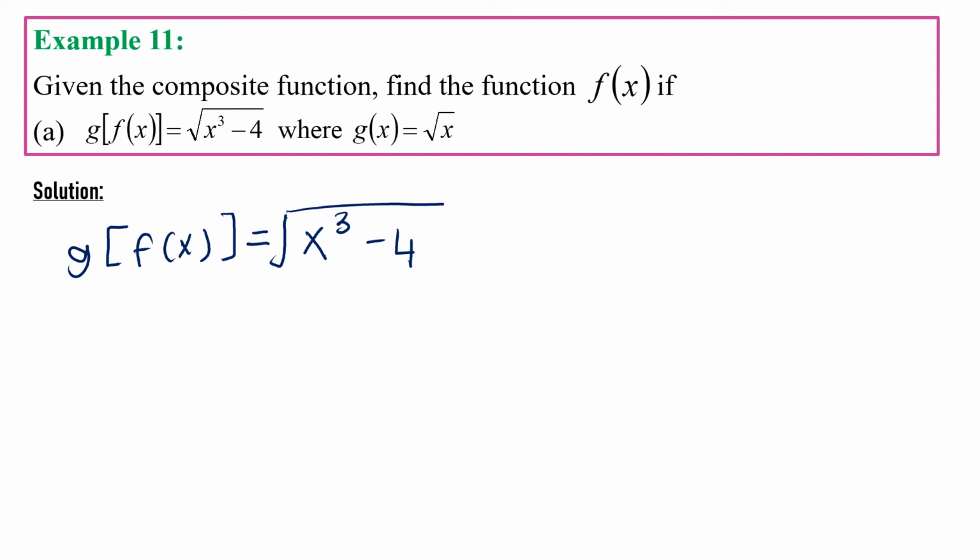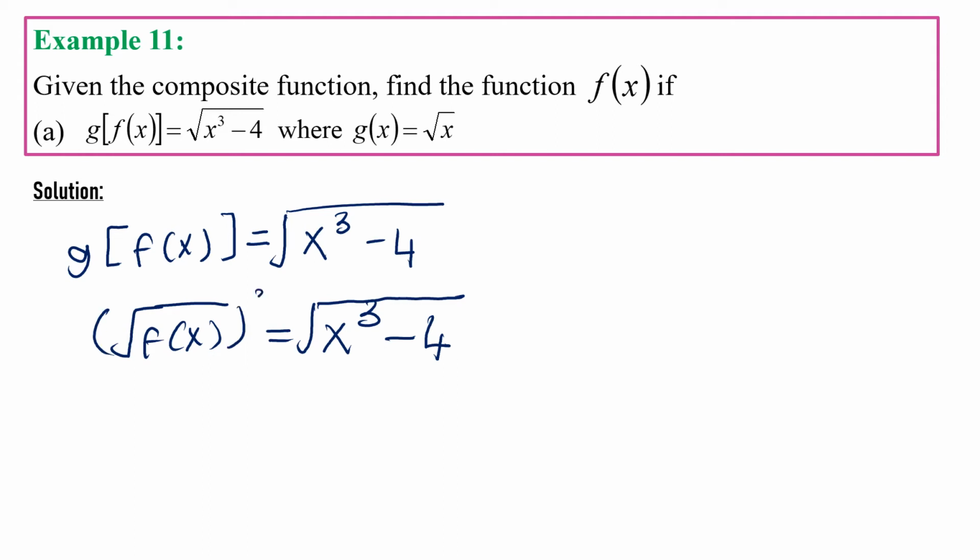Okay, so we want to find the inside function. So we have the outside function is the square root of x. We just substitute the function f of x in g of x. So we have this one. And by squaring both sides, we can cancel out the square root. So we have f of x equals x cubed minus 4.